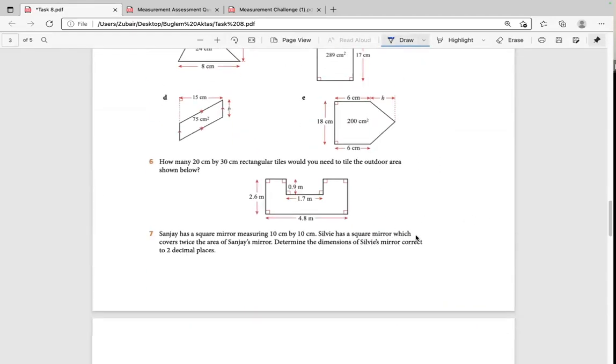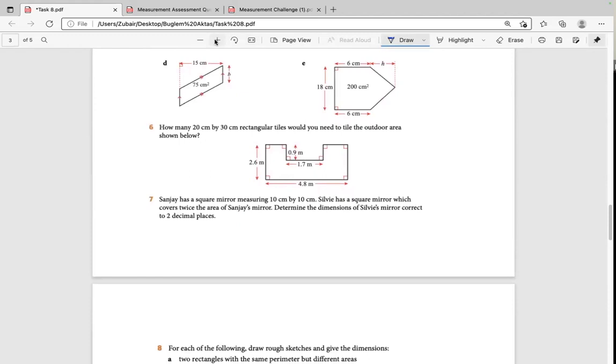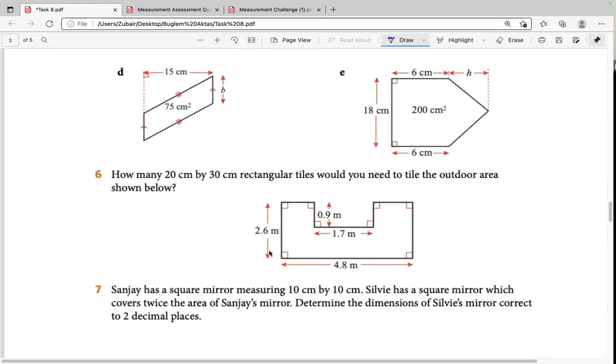Question number 6 says, how many 20 centimeter by 30 centimeter rectangle tiles would we need to tile the outdoor area shown below? I know for this one, I need to find the area of this shape and turn all the numbers that are given into centimeters. But because this is not a normal shape, I separated it into 3 different shapes, cut it into the sides. Okay, that's one way. That's right.